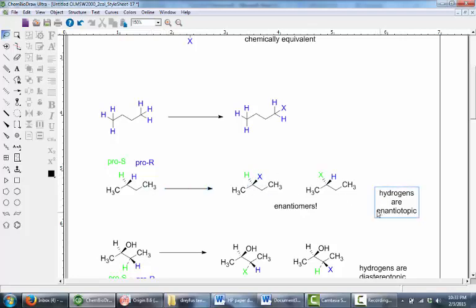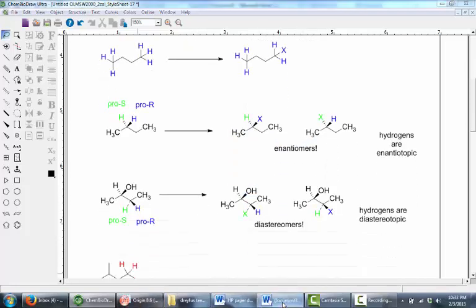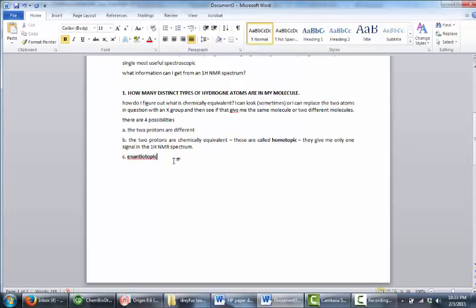Again, enantiotopic means that if I replace either of them with an X, instead of identical molecules, I end up getting enantiomers. So that's my enantiotopic case. Replacing each hydrogen atom with an X will give me enantiomeric products.